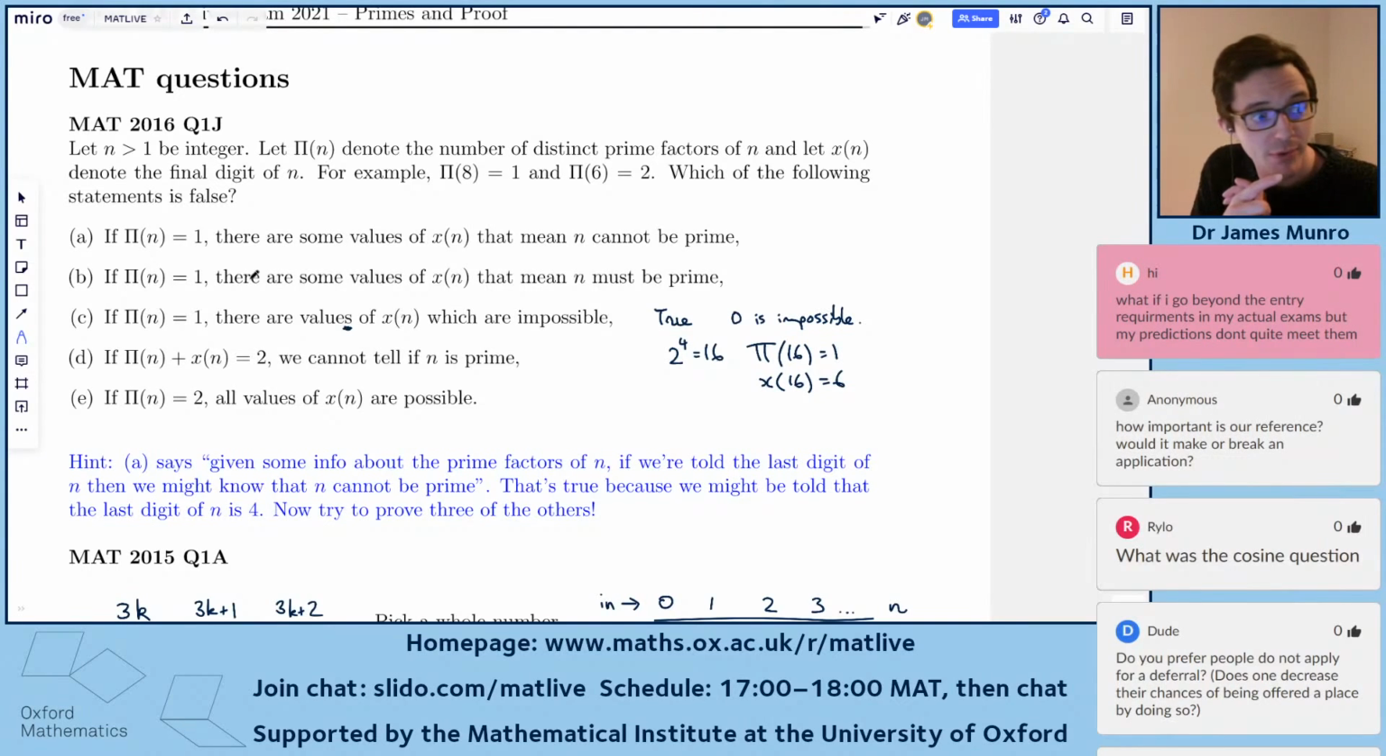Here's what happens. If you go beyond the entry requirements in your actual exams at the end of year 13 or equivalent, so in July 2022, but your predictions didn't quite meet them, then actually in the timeline, what actually happened was you applied and we've got your predicted grades. If we haven't seen your exam results yet because they're in the future, we've got your predicted grades to go on. We'd need a reason to believe that you're going to do well in those exams that are coming up in the future when we're considering your application.